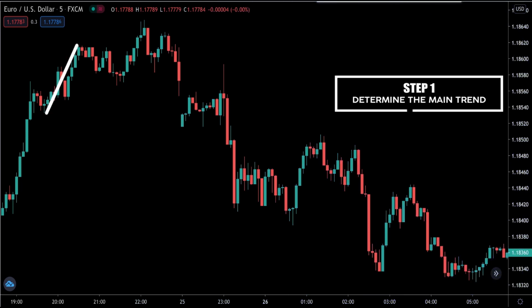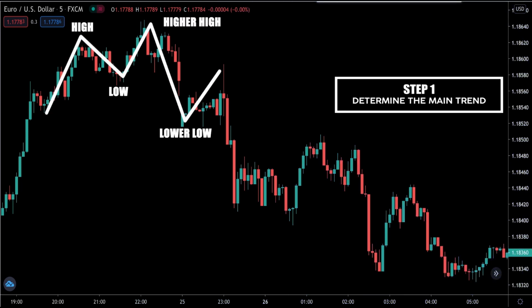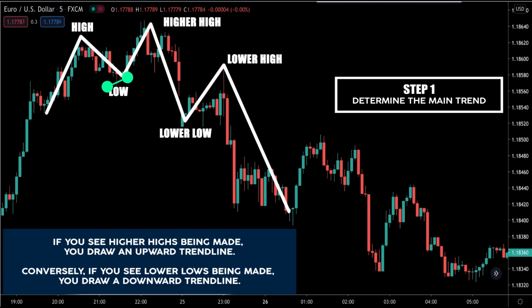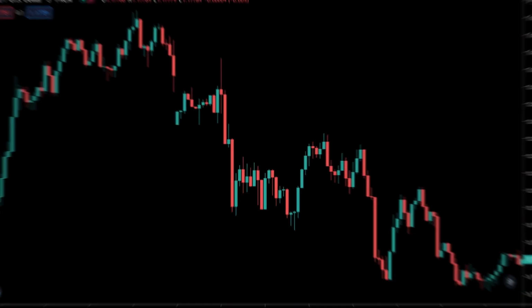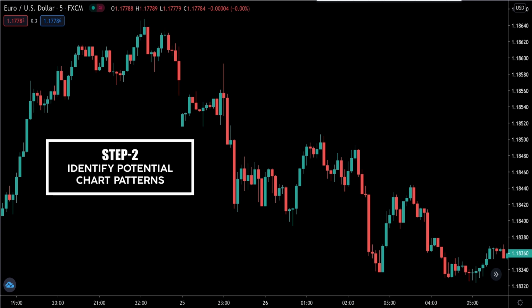The first thing you want to do is to determine the main trend on the lower time frames. You want to plot a trend line in the direction of the main trend. If you see higher highs being made, you draw an upward trend line. Conversely, if you see lower lows being made, you draw a downward trend line. The next thing you want to do is identify potential chart patterns.